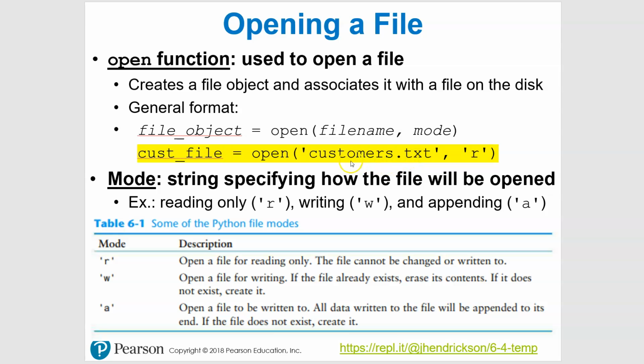So anyway, we have customers.txt in quotes, then here's our comma, and then you see in here quote r quote, okay? So that is over here. Notice under the mode section, we have reading only. So we can't write to it. And I just snipped this right from the digital copy of the book, so you can see this little table. It's great. So we have R for reading only, W for writing, and A for appending.